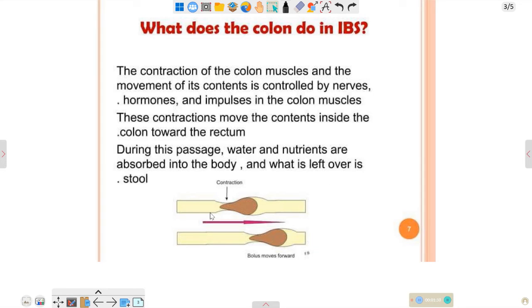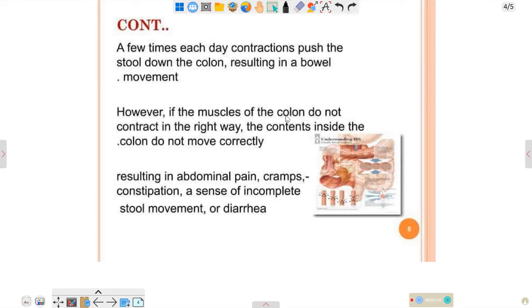Here you can see that there is a contraction of the colon which cannot pass the stool towards the rectum and the bolus moves forward. The contraction pushes the stool down the colon which causes the bowel movement. But in IBS there is no bowel movement.